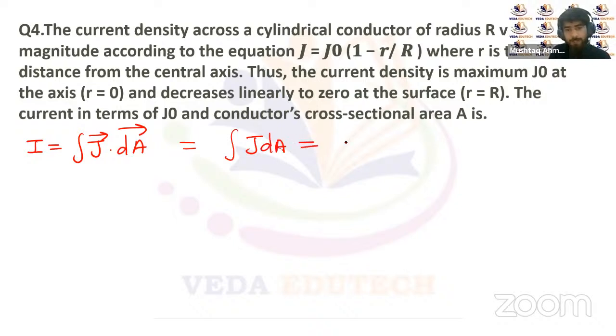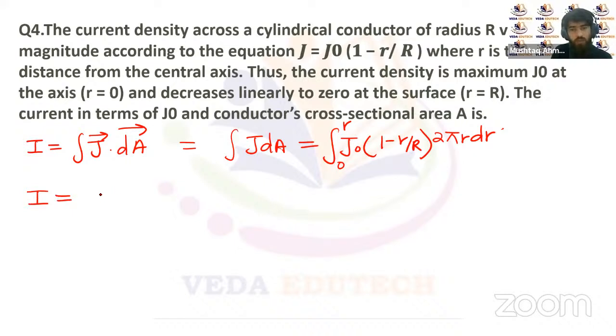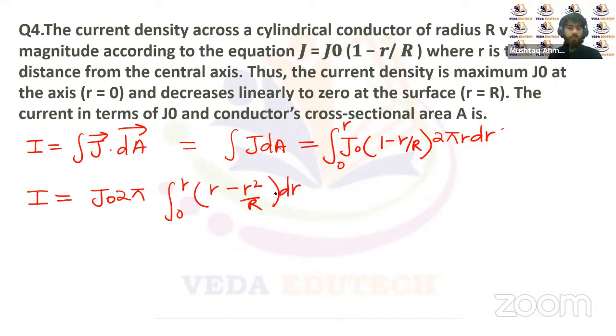Now the value of J is given as J naught times (1 minus small r upon capital R). The dA will be written as 2 pi r into dr, taking limits from 0 to r. We'll integrate it. J naught 2 pi will be outside the integral, and we'll be left with the integral from 0 to r of (r minus r square upon capital R) dr. We have to integrate it with respect to r.